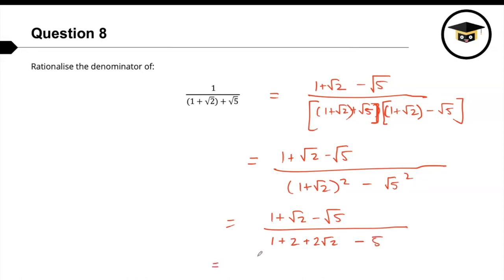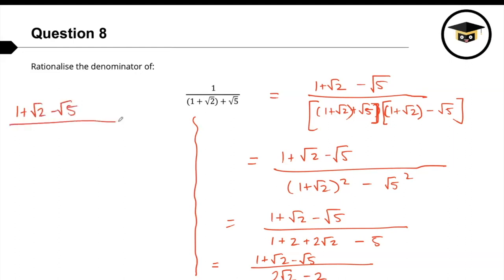So if I keep simplifying, we're going to get 1 plus root 2 minus root 5 all over 1 plus 2, which is 3. 3 minus 5 is minus 2. So we get 2 root 2 minus 2. So we end up with 1 plus root 2 minus root 5 over 2 root 2 minus 2. What are we going to do? We're going to simplify and multiply by the conjugate again. The conjugate here is going to be 2 root 2 plus 2, on top and bottom.